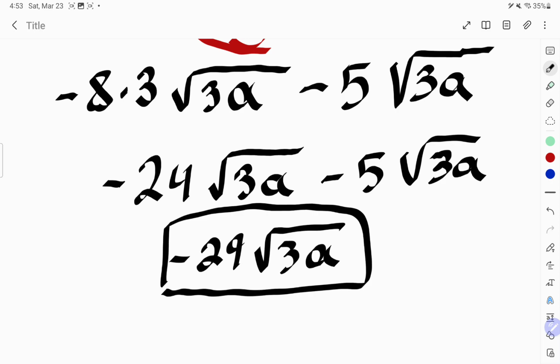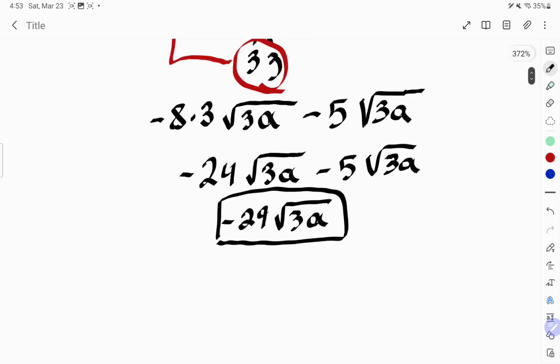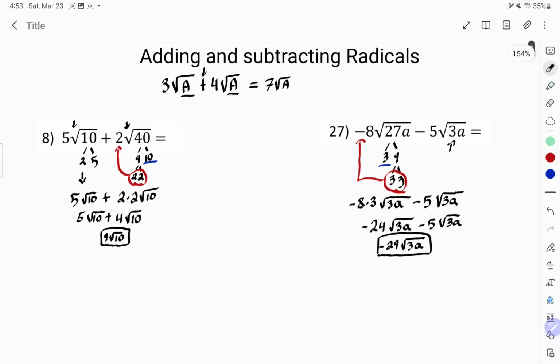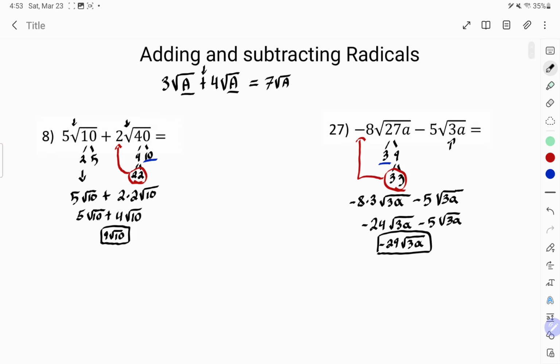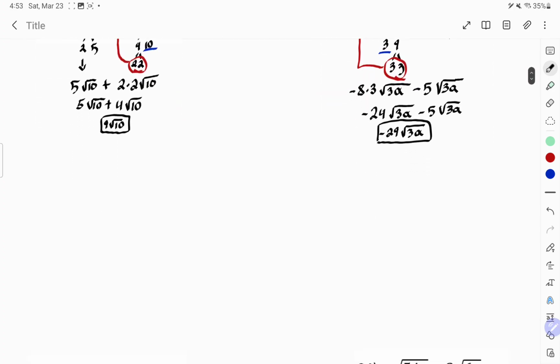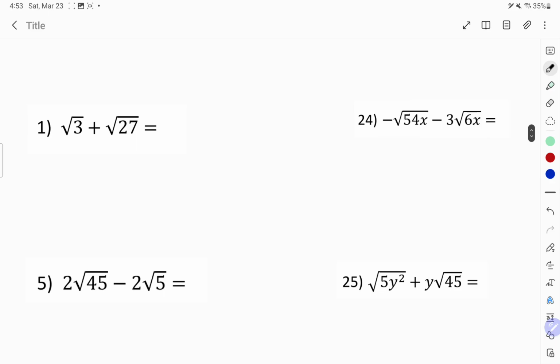Pretty easy. They're pretty self-explanatory for most of that. Just simplify your radicand. Once you simplify your radicand, you're going to notice that one of them is going to equal the other. And then you just combine your numbers in front of your square roots. So that's it. That's the basics of adding and subtracting radicals. Now I want you guys to work on the problems down here. And once you're done with all of that, then you're good to go.